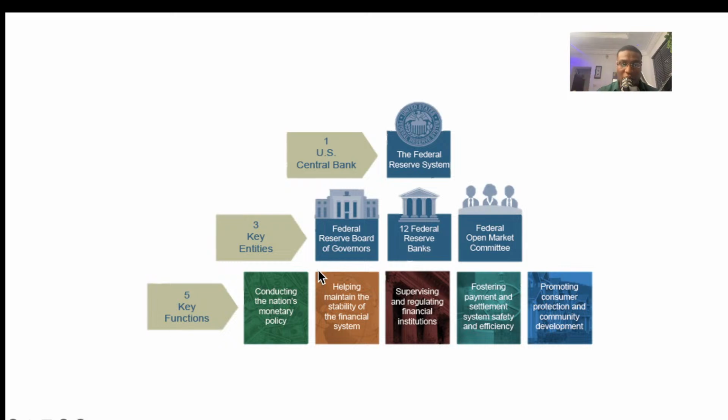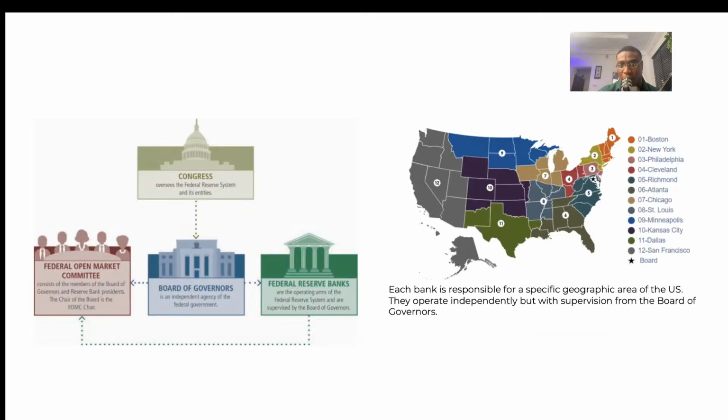Now, the 5 key functions of the Federal Reserve is to conduct the nation's monetary policy, to help maintain the stability of the financial system, to supervise and regulate financial institutions, to foster payment and settlement system safety and efficiency, and also to promote consumer protection and community development.